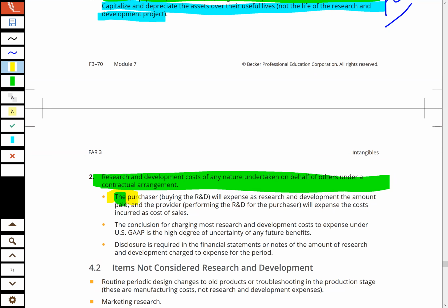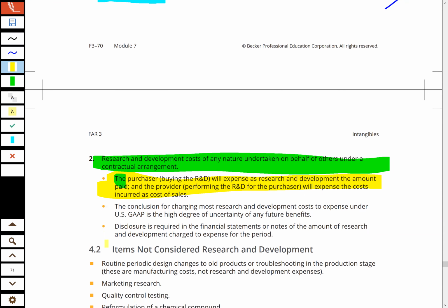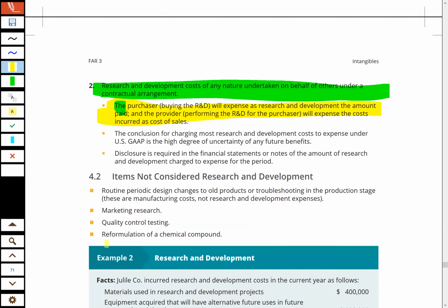However, the purchaser will expense that research and development when they acquire that from me, because again, somebody has to expense that research and development. The only reason I'm capitalizing it when I'm doing it for you is because I know I have a contract that allows me to do what? To sell it to you, okay? Okay, those are the exceptions. It's two exceptions there.